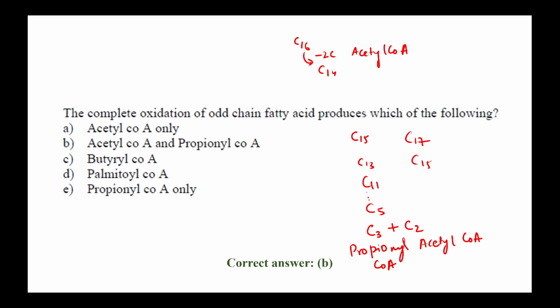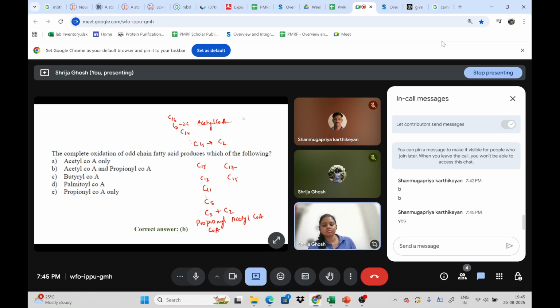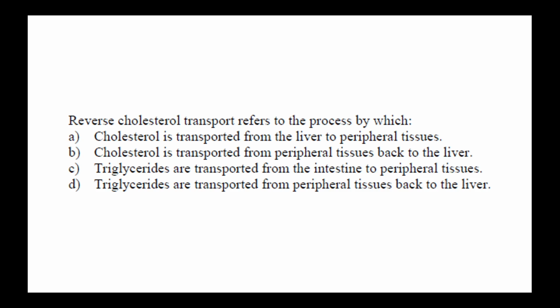Even chain fatty acid, on the other hand, will only produce acetyl coenzyme A. C16 will go to 14, then 12, then 10, and if you keep on subtracting 2, you will get C4 and then C2. So all the carbons will be converted to acetyl coenzyme A, and all of it can enter the TCA cycle. Clear? Moving on to the next question.